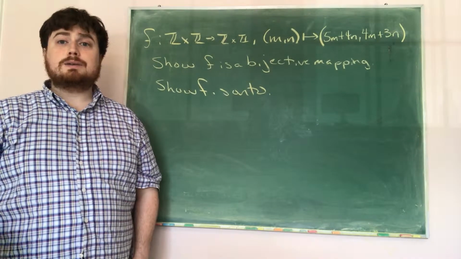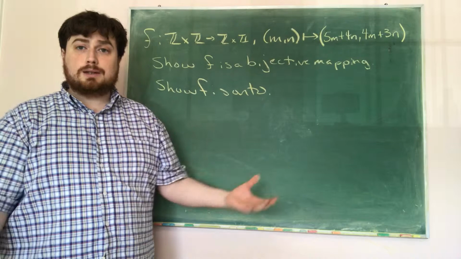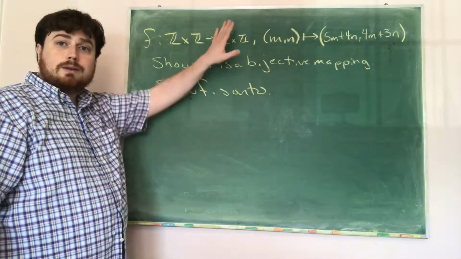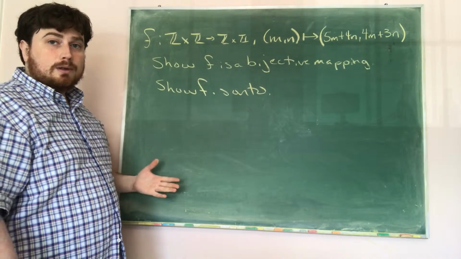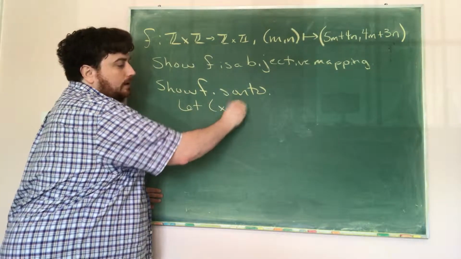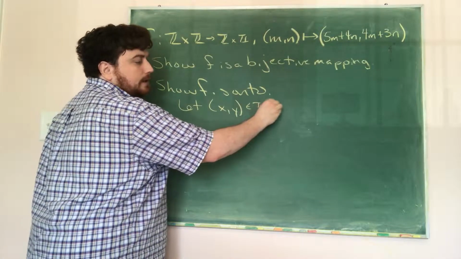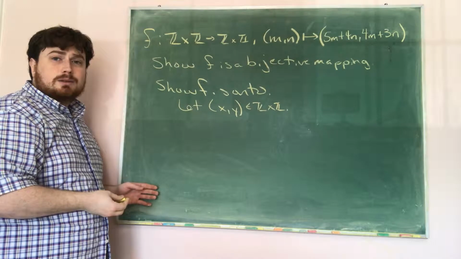Now that we have that f is a well-defined mapping, we want to show that it's an onto mapping. What onto means is that if I take anything in the codomain, I can find something in the domain which gets mapped to it. So what we have to do here is let something be in the codomain, which in this case is Z cross Z. So let's say (x, y) is in Z cross Z.